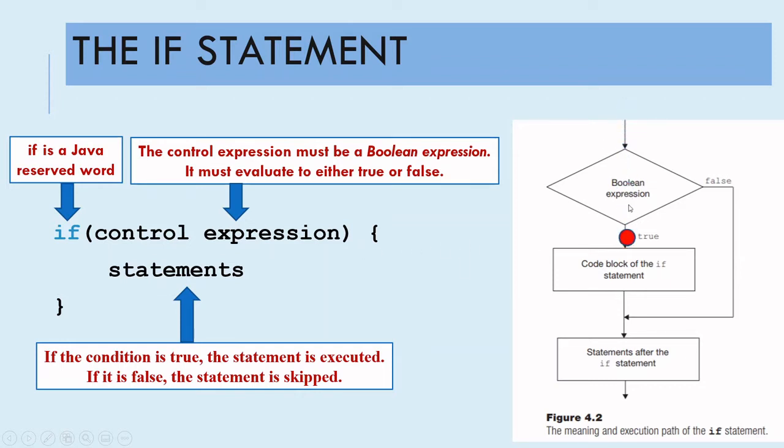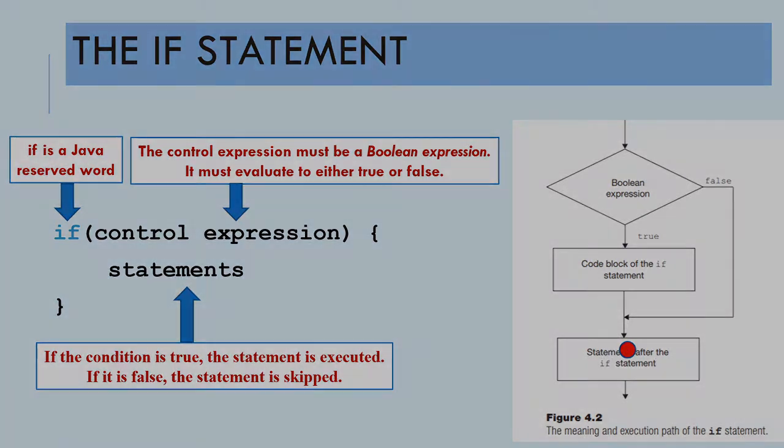Okay, so let's take a look at how it works. It starts with the control expression, and if true, the code block or the statements will be executed. But if false, it will go around the code block, skip it, and execute the rest of the lines of code. Now let's just take a look at an example.